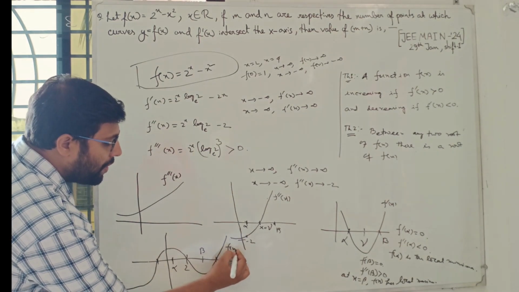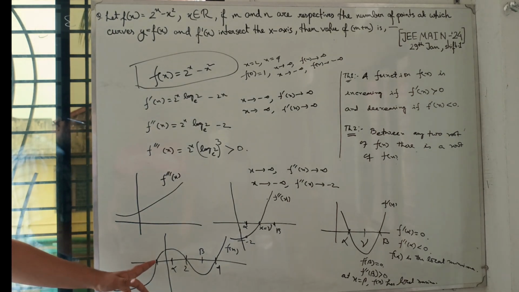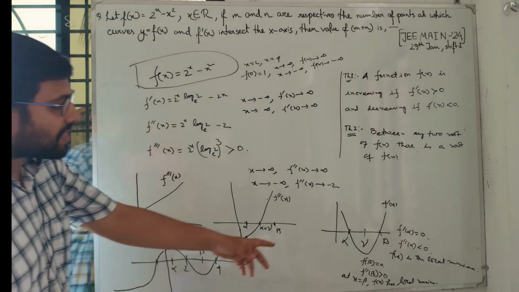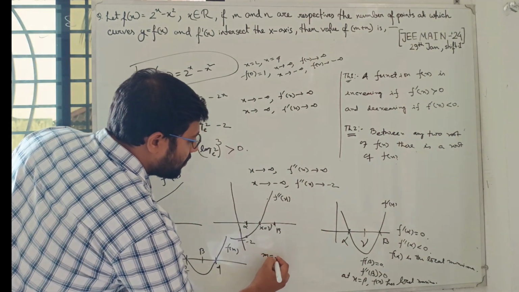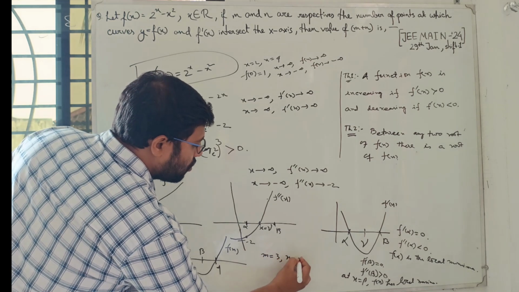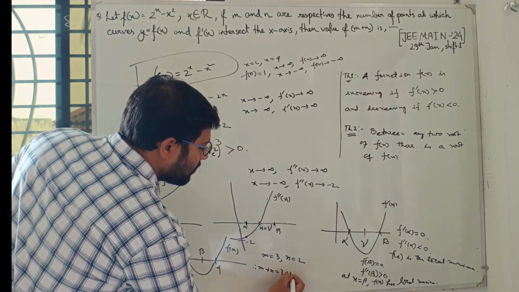So this is the complete figure of f(x), and f(x) cuts the x-axis at 3 points, and f'(x) cuts the x-axis at 2 points. So m is 3, n is 2, so our desired result is 5.